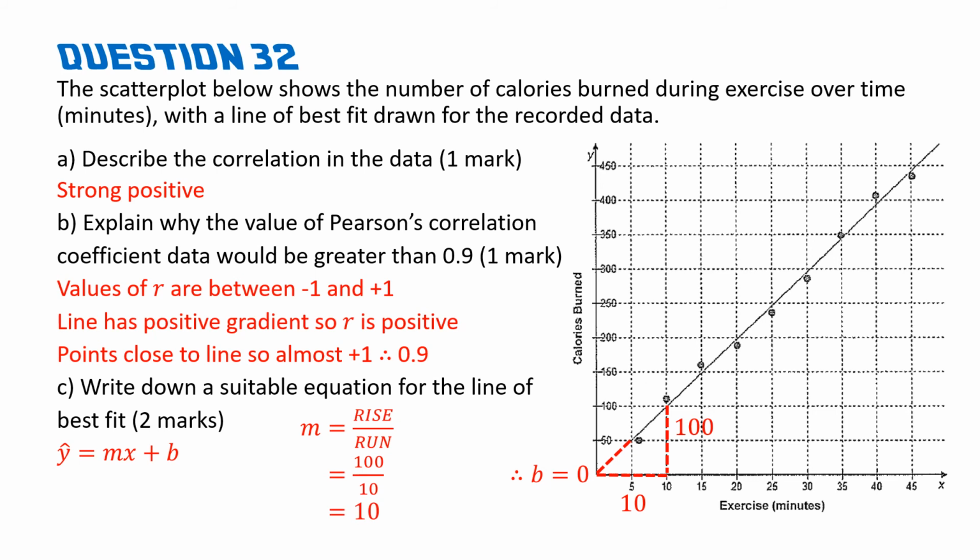Now, if I picked a different point, like I said, we could have picked the point 5, 50. What's my rise there? Well, that's going to be 50. What's my run? 5. 50 over 5 also gives me 10. So either way, that would be acceptable. So what that means, my gradient m of 10, I can put that into my y hat, to get that y hat is going to be equal to 10x.